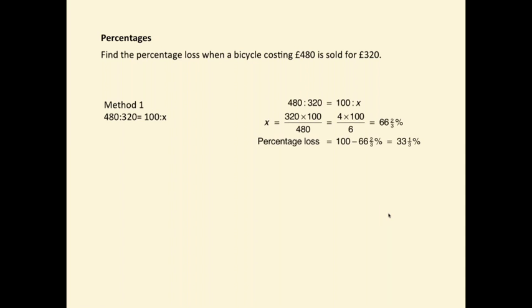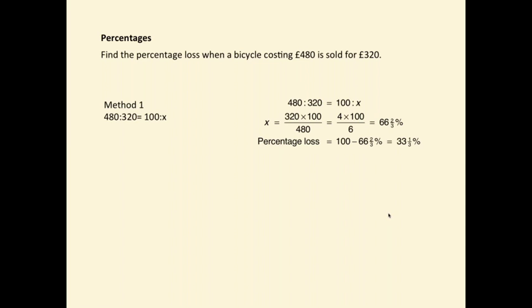Here's a harder problem with percentages. Find the percentage loss when a bicycle costing £480 is sold for £320. It's quite an expensive bicycle. So here's one method. We can set down 480 is to 320 as 100 is to x. And that x there is not the percentage loss, but is the percentage of the original cost that the bike is sold for. So we have to do a subtraction afterwards. Using the formula to solve it, we arrive at 66 2/3%, which means that £320 is 66 2/3% of 480. So the percentage loss will be 100% minus that, which leaves 33 1/3.